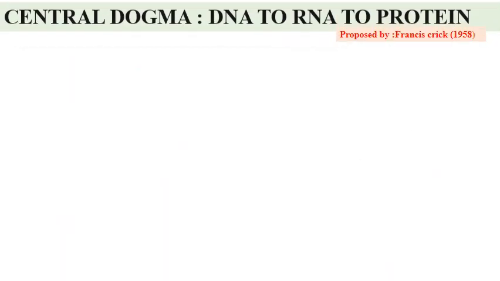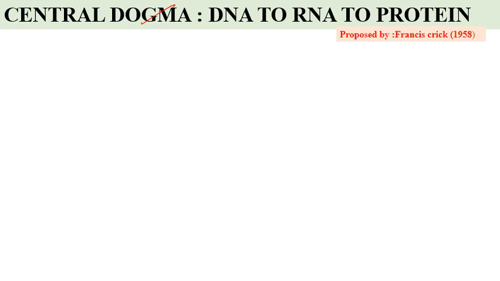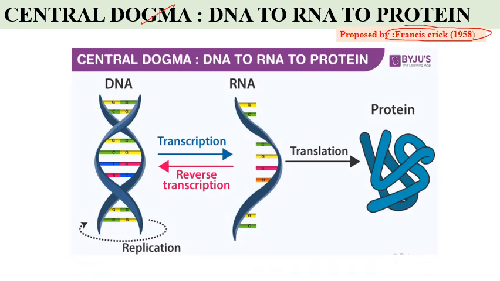Next comes the concept of central dogma. This concept was proposed by Francis Crick in 1958. What is this concept? It is the unidirectional flow of information from DNA to RNA and RNA to protein. It means the DNA contains information for the synthesis of protein, and this process is achieved by an intermediate, that is RNA. So RNA carries the message to form protein.